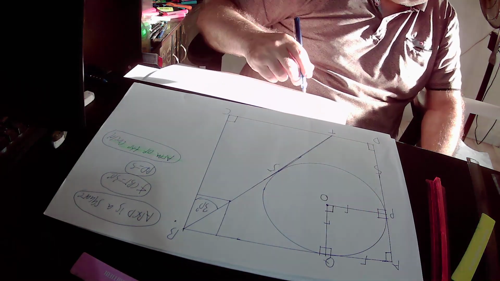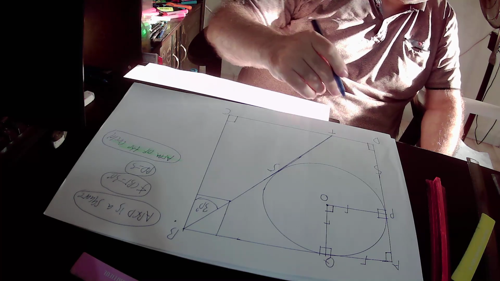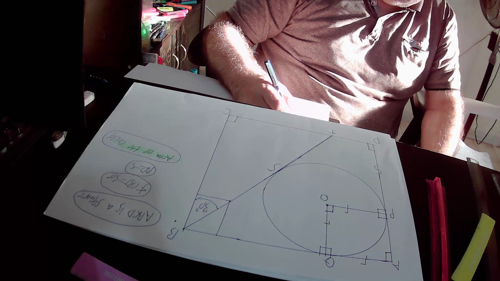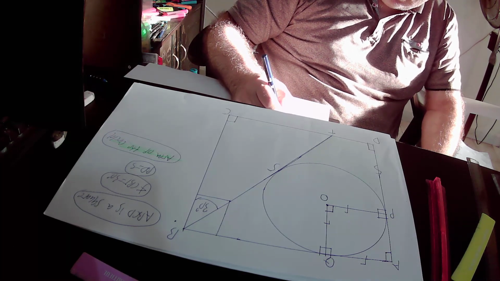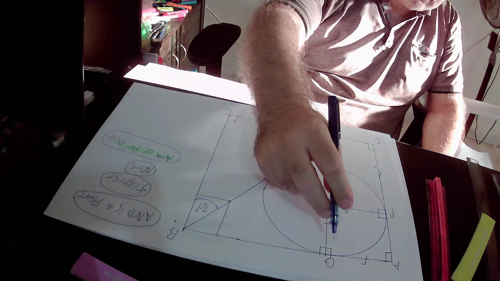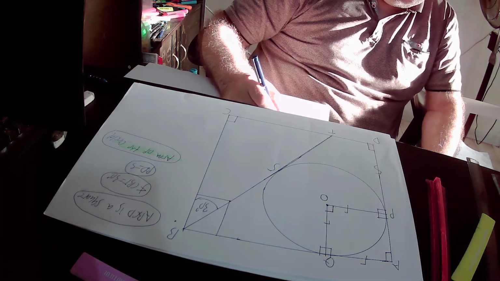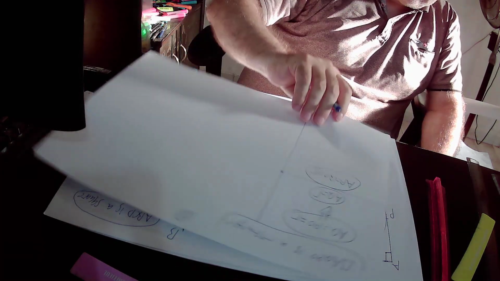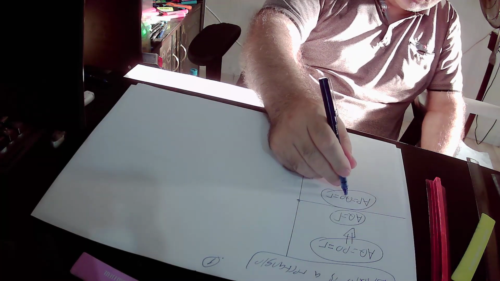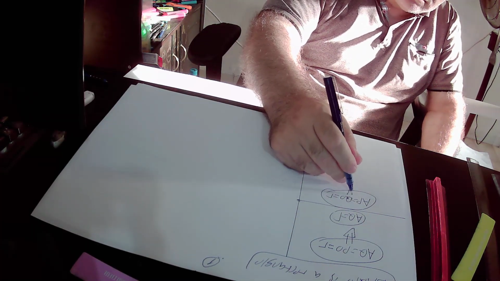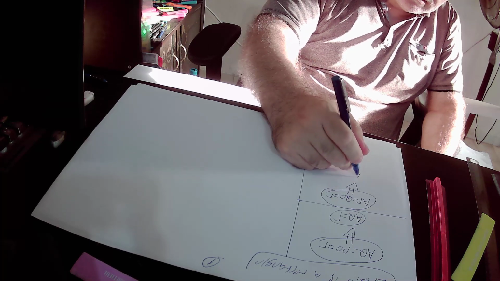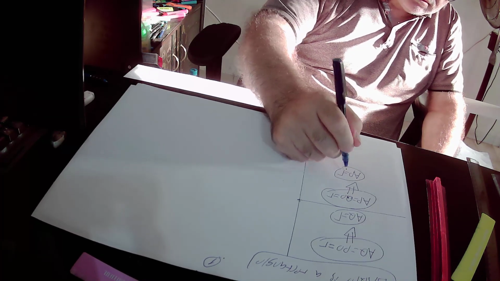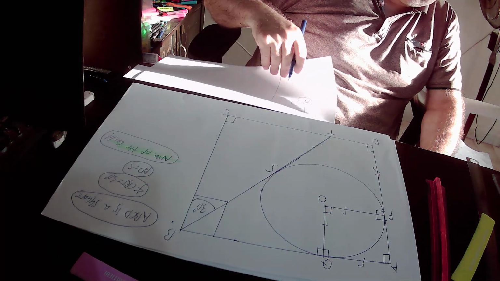Likewise, according to the same rule that the opposite sides of a rectangle are equal to each other, we get that AP equals QO. AP equals QO, but we have already found out that QO equals R. And from this equation, AP equals QO equals R, we will derive that AP is also equal to R. AP equals R.